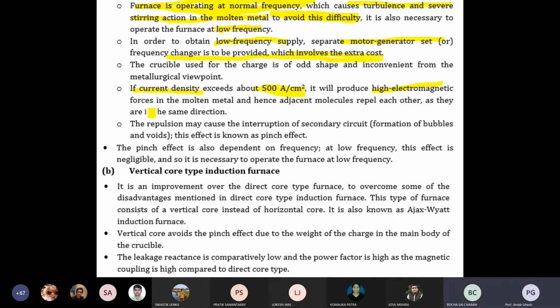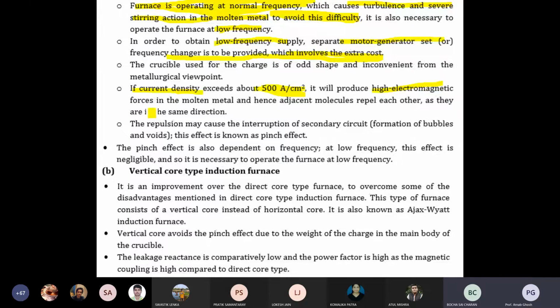That is why current density and frequency are very important. The repulsion may cause interruption of the secondary circuit and formation of bubbles and voids. This effect is known as the pinch effect. Another pinch effect is there in the JFET, the FET in analog electronics. I think you recall that subject. There the flow of electrons, the channel boundary, is considered, and based on the gate voltage, the mobility of the majority and minority carriers is directly involved.